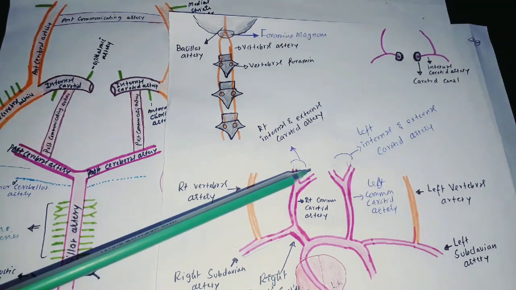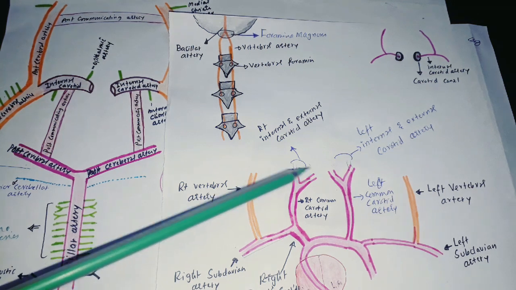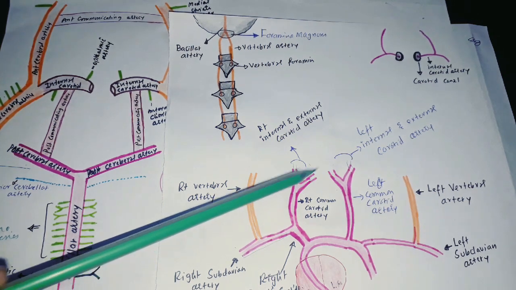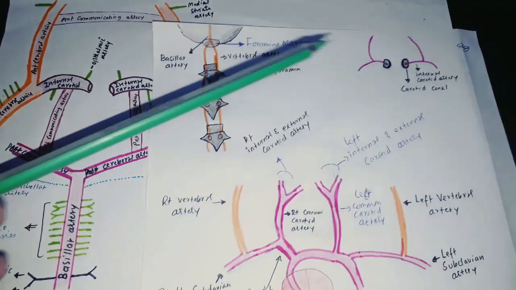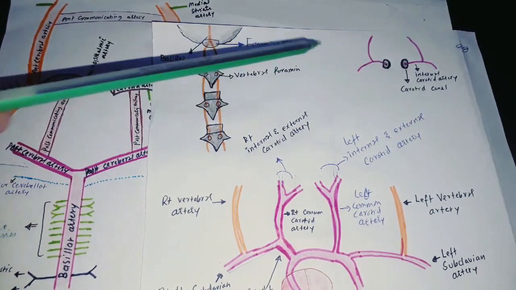Now the internal carotid artery: the right common carotid artery will divide into internal and external carotid artery on both sides. These two internal carotid arteries will get inside the skull through what is called the carotid canal.